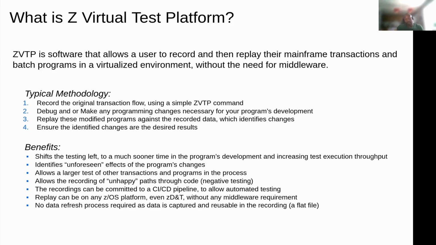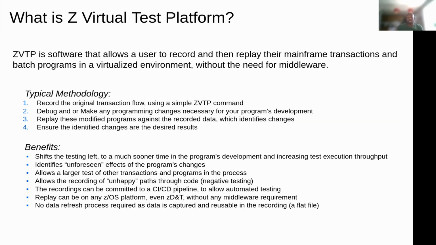And this is one of the products I've picked up because we can finally embed mainframe testing into a pipeline, right? DevOps is the thing that everyone's talking about, everyone's trying to do in order to deliver faster to the market. So zVTP, or Z Virtual Test Platform, is really what Steve said. It allows development teams to record and then replay those mainframe transactions, as well as batch applications. So it's not just limited to online applications in a virtualized environment without the need for middleware or data, right?